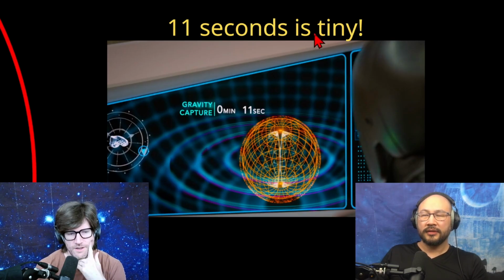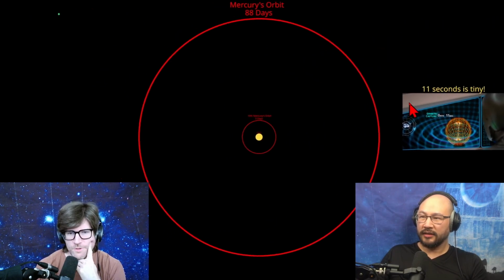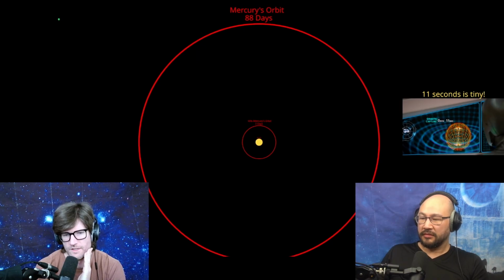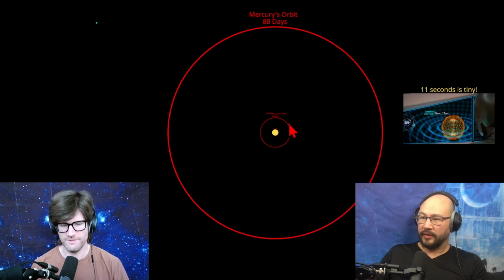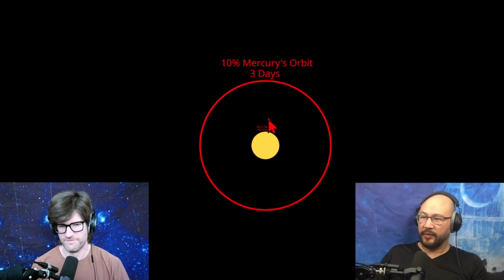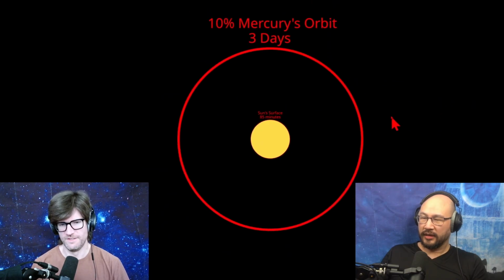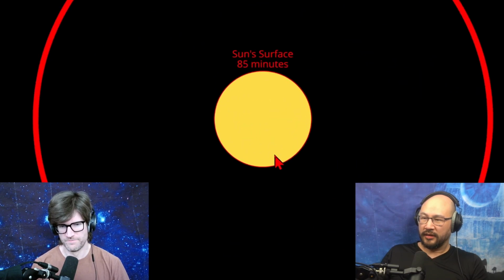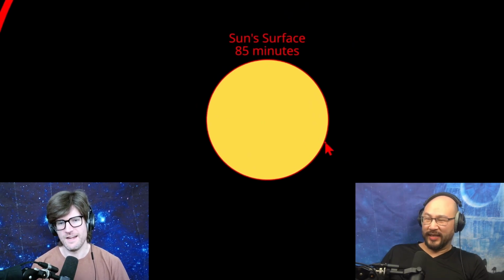Well, to the left here, I put a picture of our solar system. If the orbit of Mercury is 88 days, here's the sun, here's Mercury's orbit. The red is Mercury's orbit, and the yellow is the sun. Then if you zoom in a little bit, to a tenth of Mercury's orbit, 10%, it's a 3-day orbit, 3 days around the sun. Then if you keep zooming in, to a crazy orbit skimming the sun's surface, each orbit is 85 minutes.